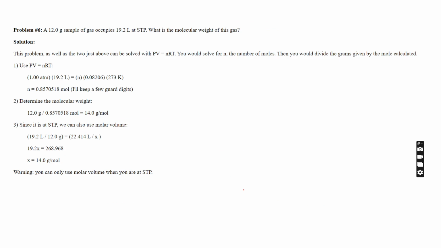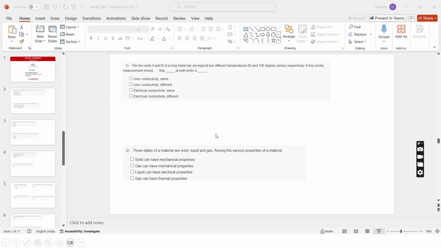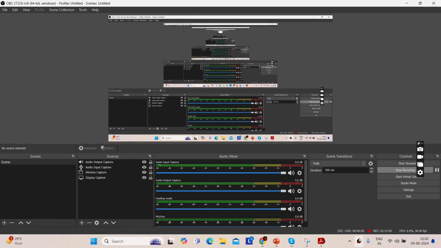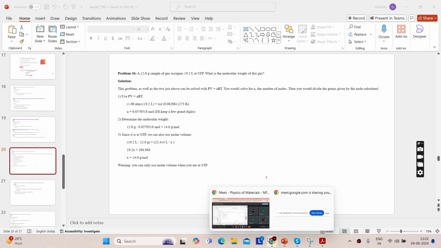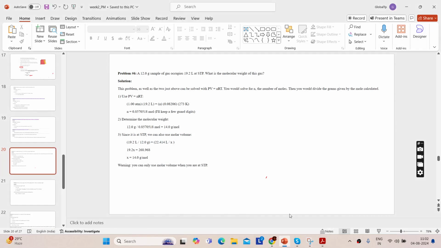Now, if you go through this problem: a 12 gram sample of gas occupied 9.2 liter at STP. What is the molecular weight of the gas? So here you have to use the PV is equal to nRT formula. From there you have to find the n value. From there you have to get the weight, and since it is at STP, you have to calculate how many gram per mole it is. Okay. So please go through this problem once.